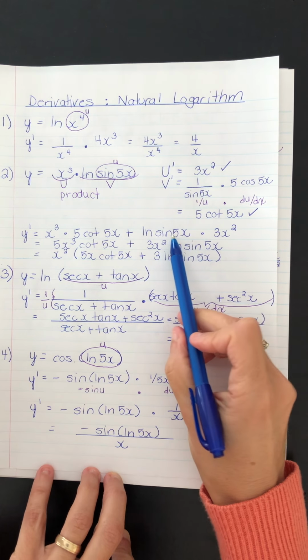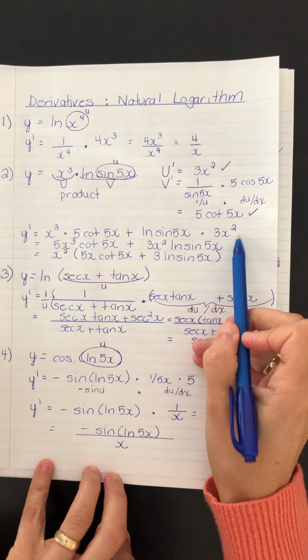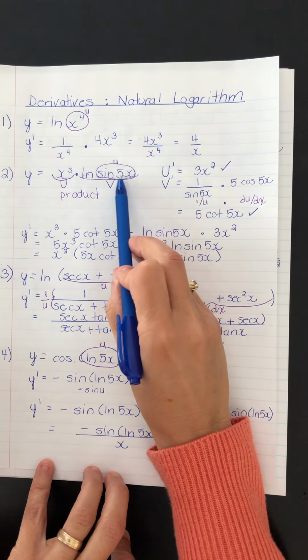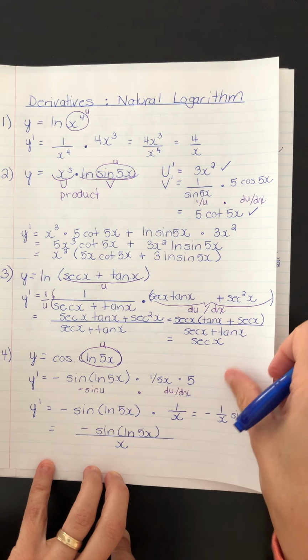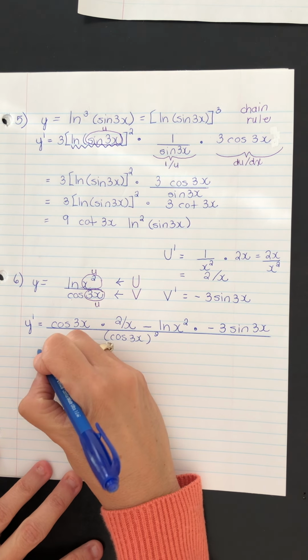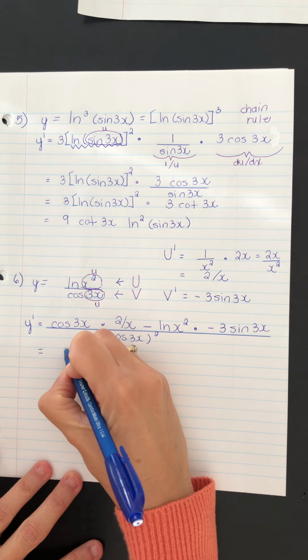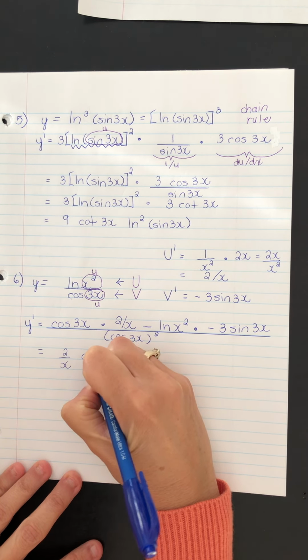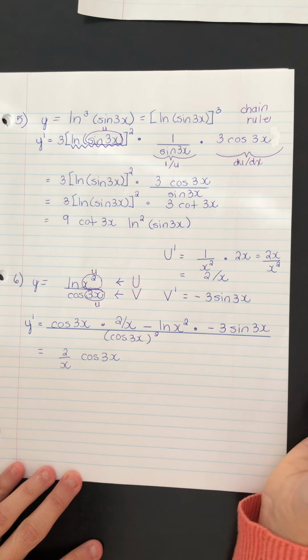And same thing here, right? Don't take this and multiply it by the 5x because the 5x is the argument of sine. It's the angle, so don't change that. Okay, so we can just maybe move this to the front. So we have 2 over x in front of the cosine of 3x.